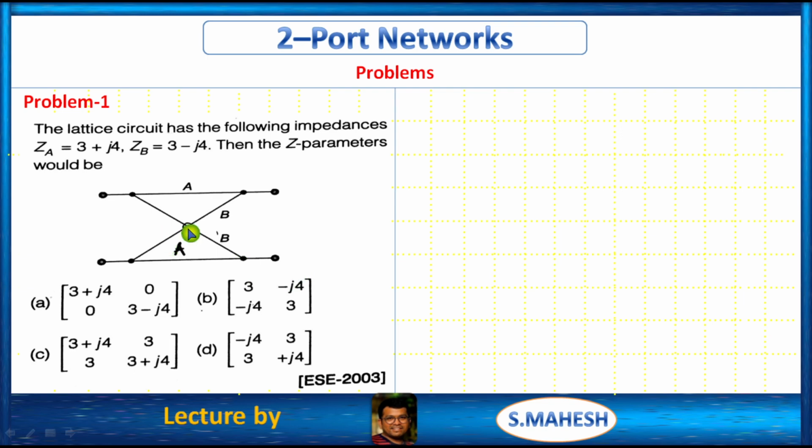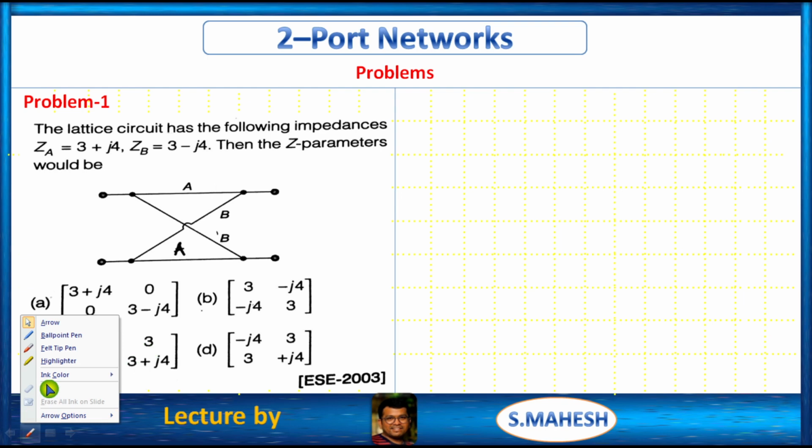Coming to the first problem, the lattice circuit has the following impedances. This is the lattice network. The series arm impedance is 3 plus j4, and the diagonal arm impedance is 3 minus j4. Then we have to calculate the impedance parameters, those are Z11, Z12, Z21, Z22.